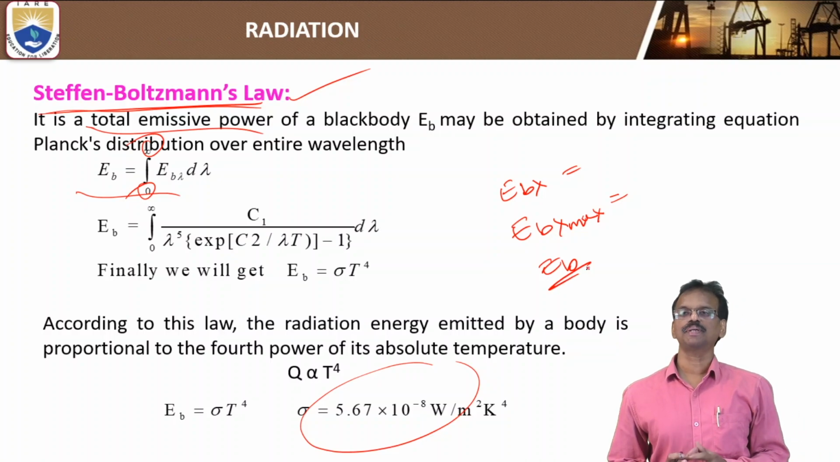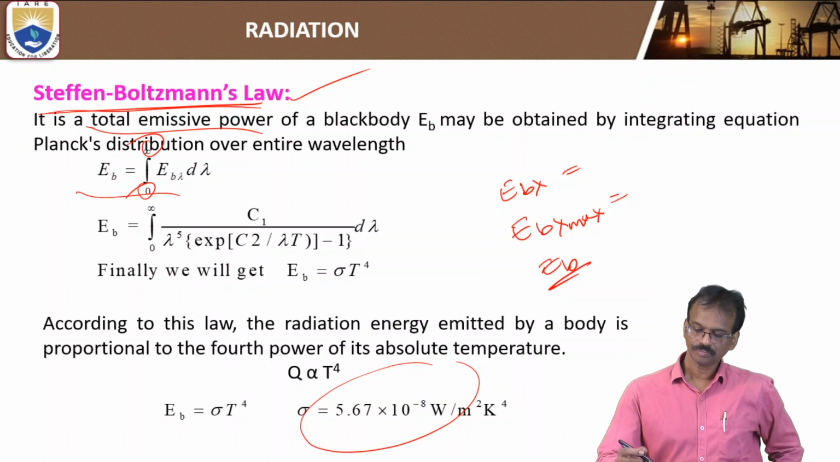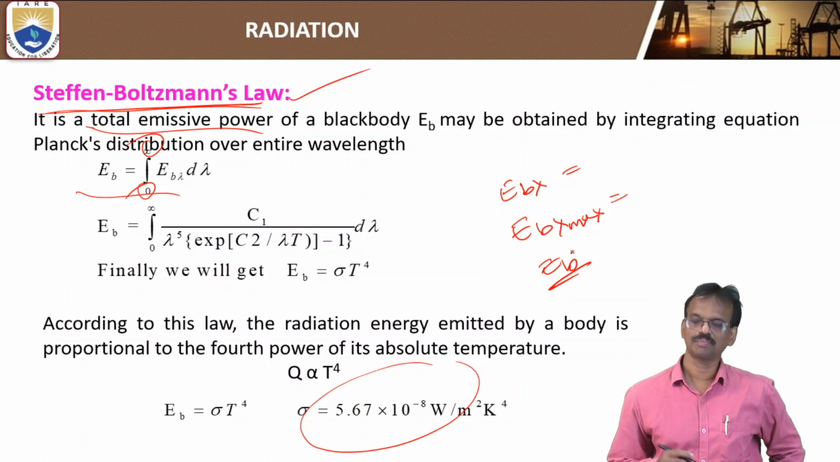So three parameters. If the wavelength is considered, we can use either Max Planck's law or Wien's law. If the wavelength is not given, we can find the emissive power with the help of the Stefan-Boltzmann law. The Stefan-Boltzmann law is represented by E_b, total emissive power, equal to sigma into T to the power of 4.